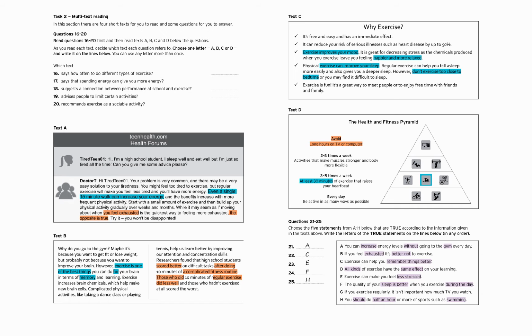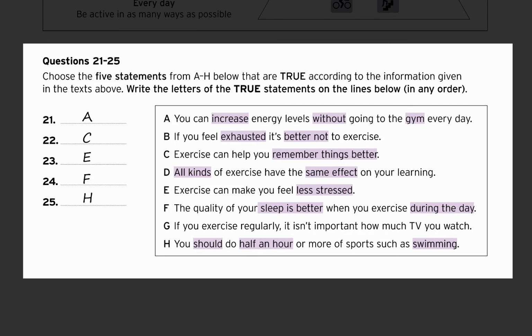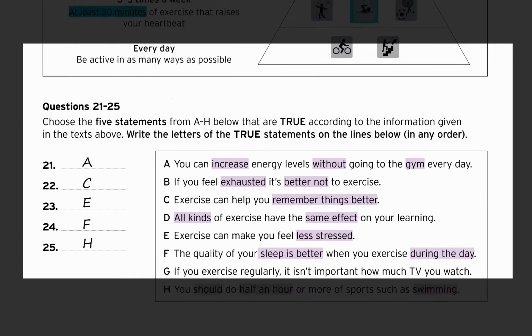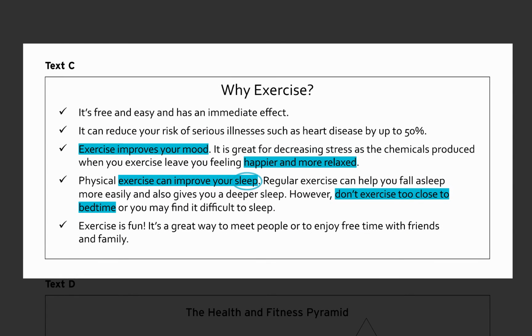Okay, the next one, we've already mentioned A, B, C, D, E, is F. So let's go down to F. The quality of your sleep is better when you do exercise during the day. And the answer for F is in text C again. And the key word, of course, is sleep. So we look for sleep and we read this really carefully. Physical exercise can improve your sleep. Regular exercise can help you fall asleep more easily and also gives you a deeper sleep.